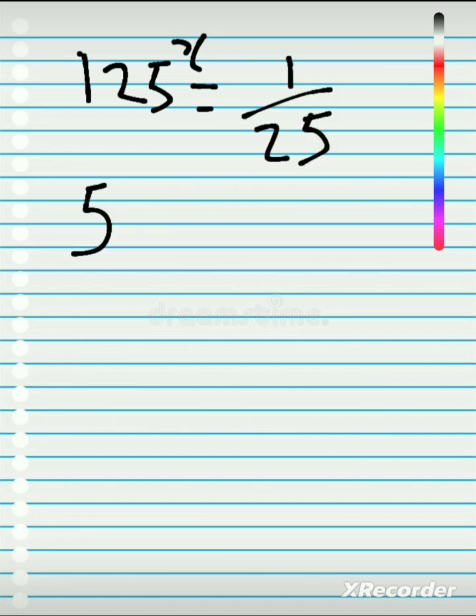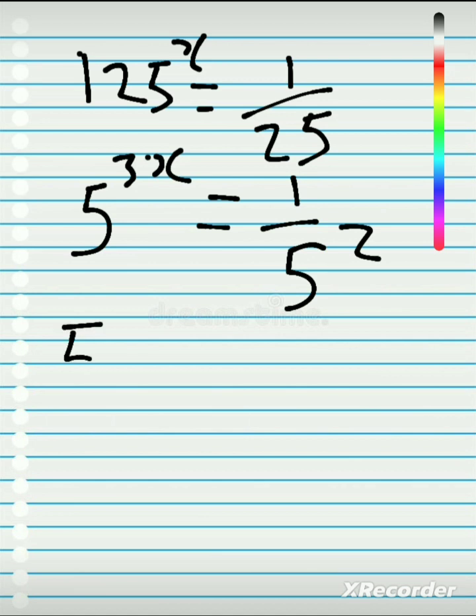So we had 125 power x equals 1 over 25, right? Where we express this as 5 power 3x and this as 1 over 5 power 2. So you can use the negative power property for indices, where you say, okay, if this 5 power 2 has the 1 on top, it is the same as 5 power negative 2.